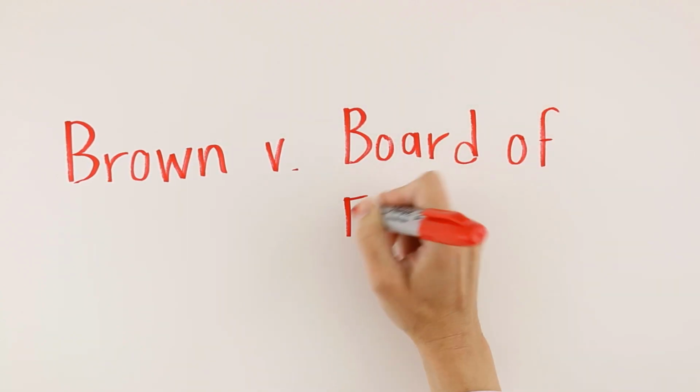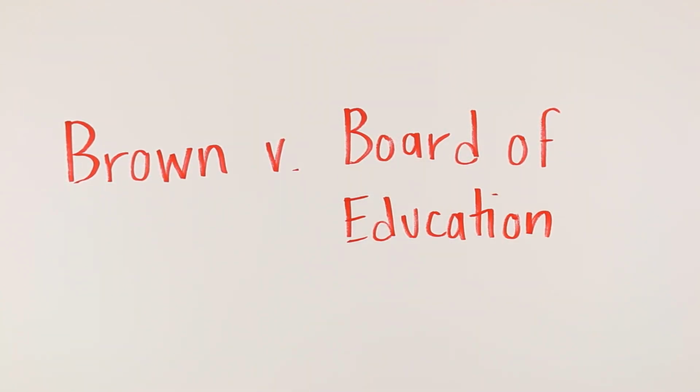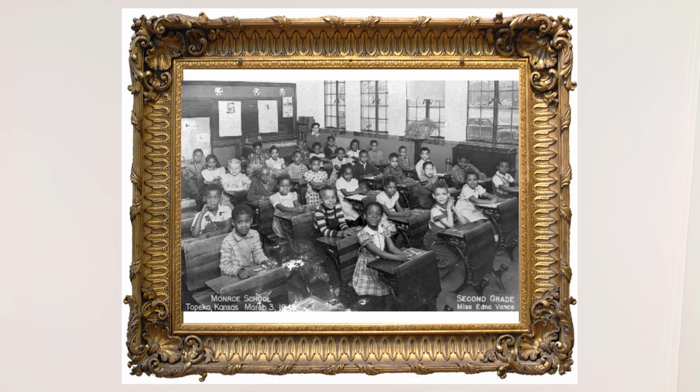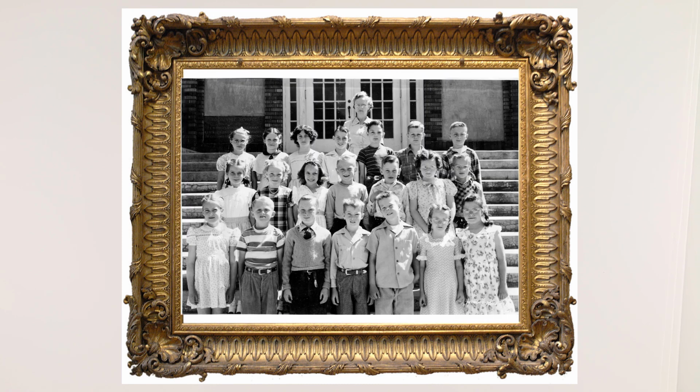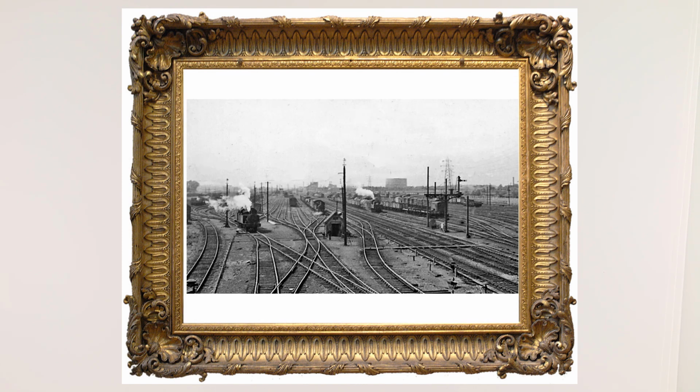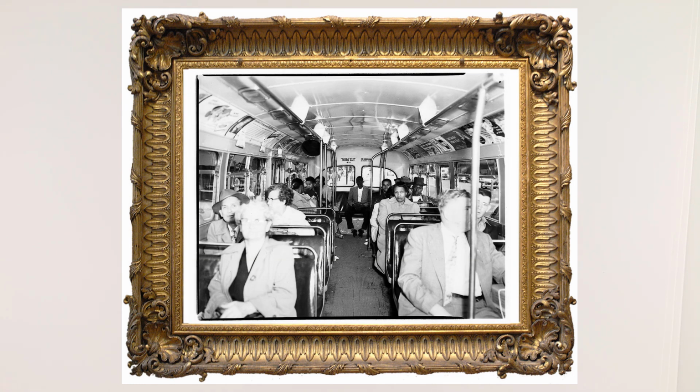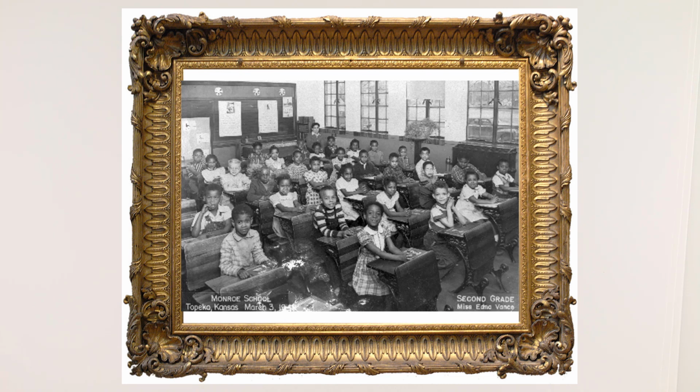The last case we will study today is Brown v. the Board of Education of Topeka. This case took place in 1954. Linda Brown was an 8-year-old African American girl who could not attend her neighborhood school because it was an all-white school. Instead, she had to walk through a dangerous railroad yard to a bus stop and then take the bus to the nearest African American elementary school.